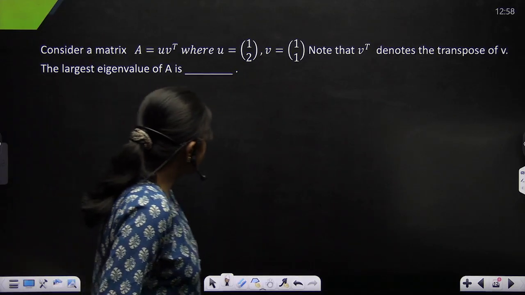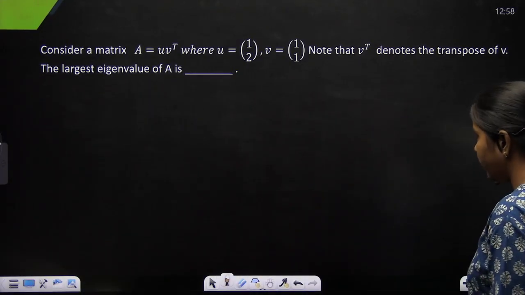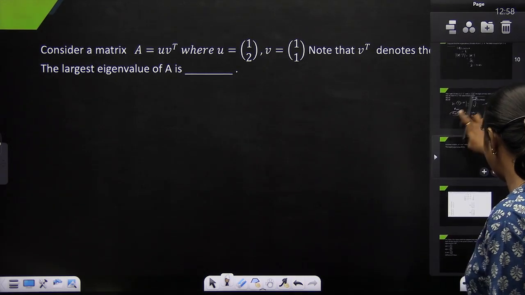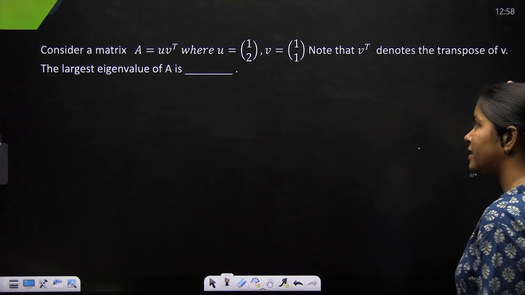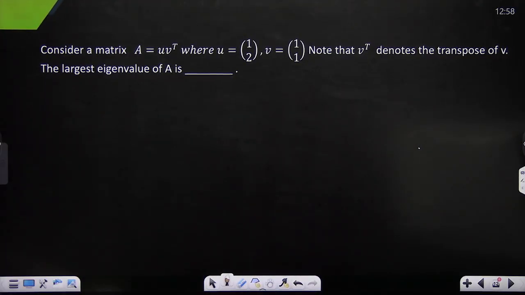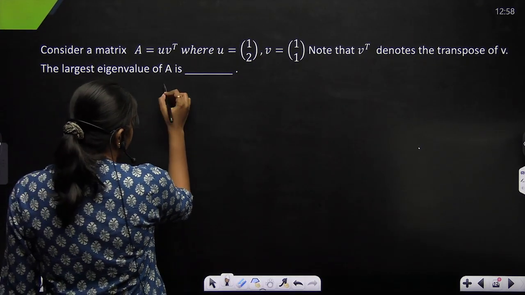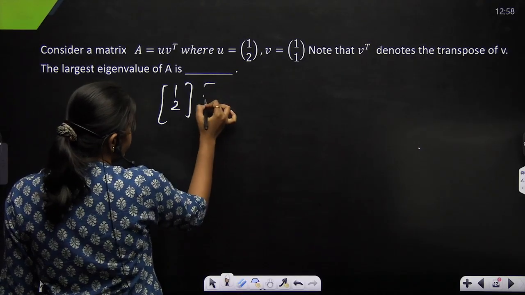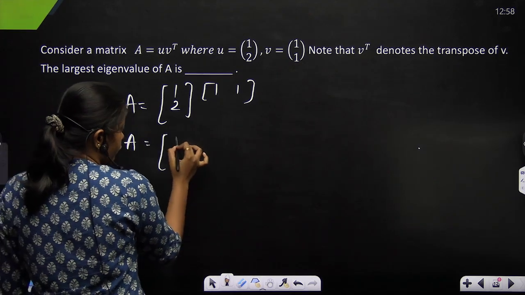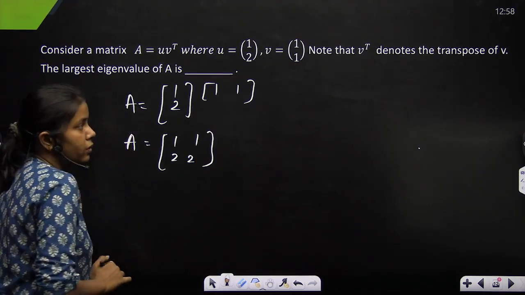Let's see this question. Consider a matrix A where A is equal to UV transpose, and U is a matrix 1 2, V is a matrix 1 1. The largest eigenvalue of A is... So first what would we do? We'll find out U into V transpose. So let's find out U V transpose. U is this vector. V transpose would be, you would take the transpose, 1 1. So I'll get the matrix A as 1 1 2 2.